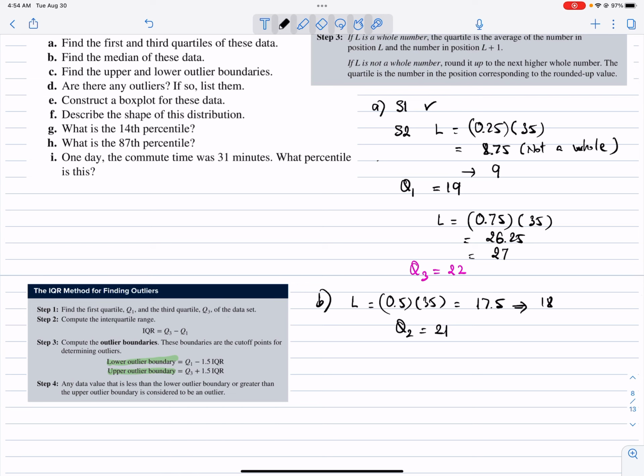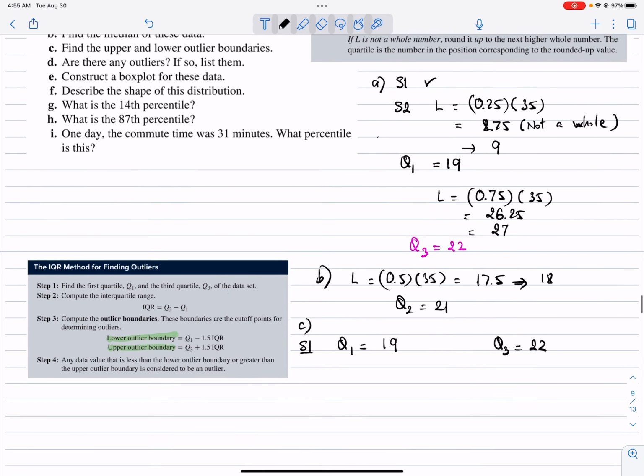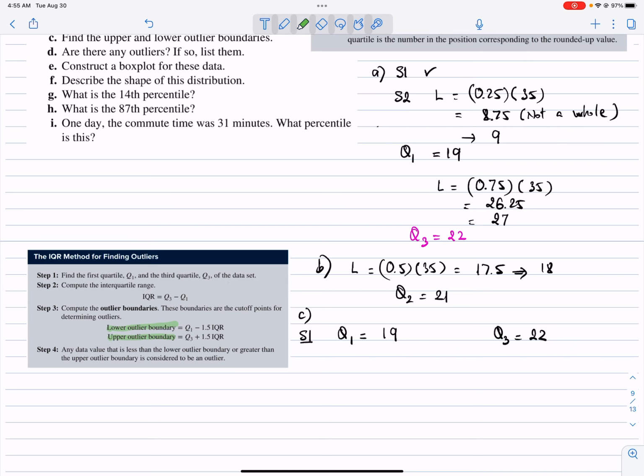Alright, so step number 1. This is for part C. We need to first find Q1 and Q3, but we already have them in part A. So let's write them again. Q1 is 19 and Q3 is 22. So they are here, right? 19 and 22.